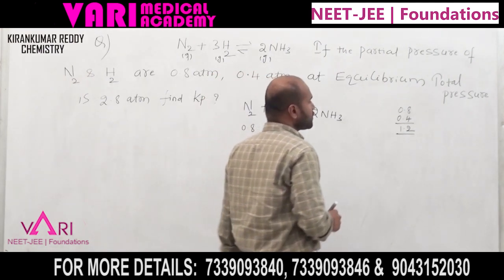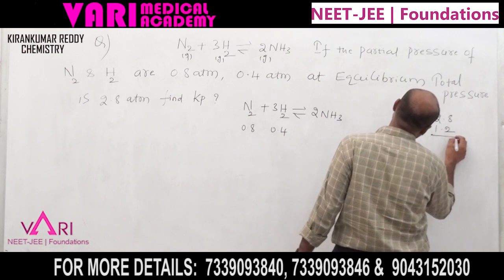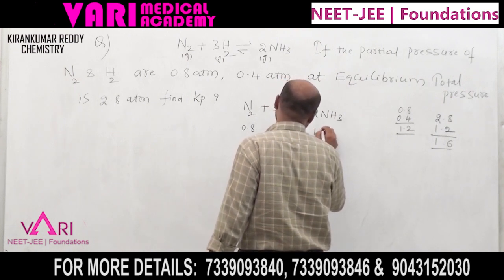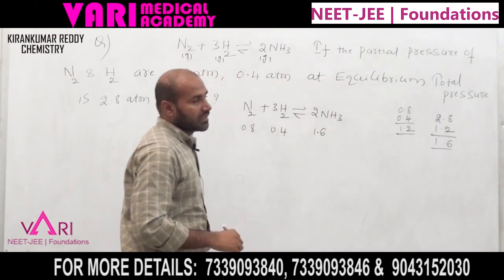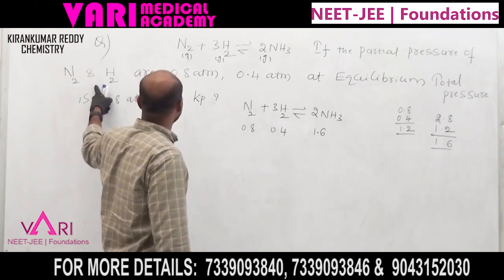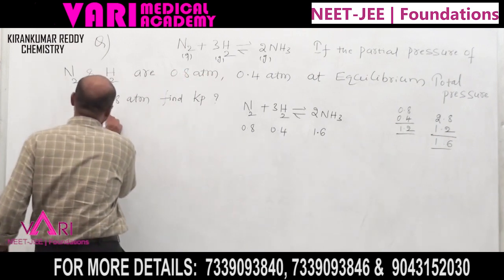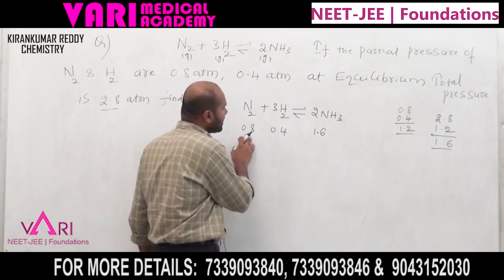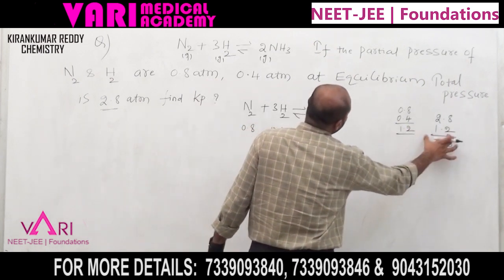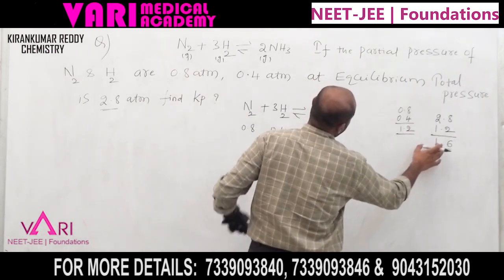After that, total pressure is how much? 2.8. Now total pressure 2.8 minus 1.2. Now 8 minus 2 means 6, and 1.6. Now what is the partial pressure? 1.6 of NH3. Understand? N2 plus 3H2 gives rise to 2NH3. Now the partial pressure of N2 is 0.8, H2 is 0.4, and total pressure is 2.8. Add 0.8 and 0.4 to get 1.2. Total pressure minus the partial pressures of N2 and H2 gives 1.6.